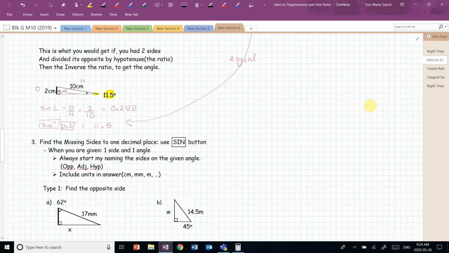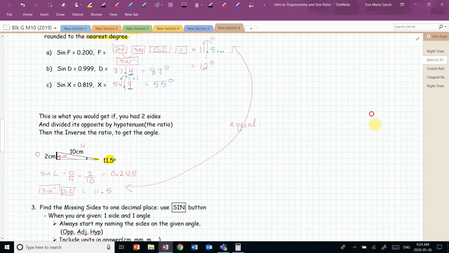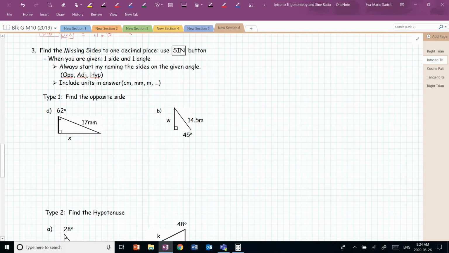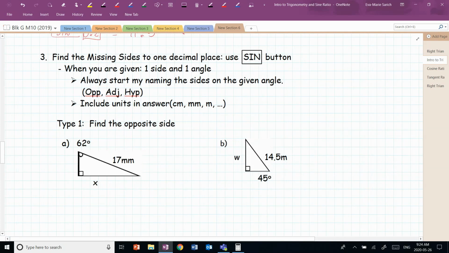Okay, moving on to example 3. Now, what is the point of this? The point of knowing this ratio is that we can find the missing side using our sine button. So what do we need? We need two pieces of information. We need a side and we need an angle. That's two pieces of information, and what we can do is find the third piece of information.